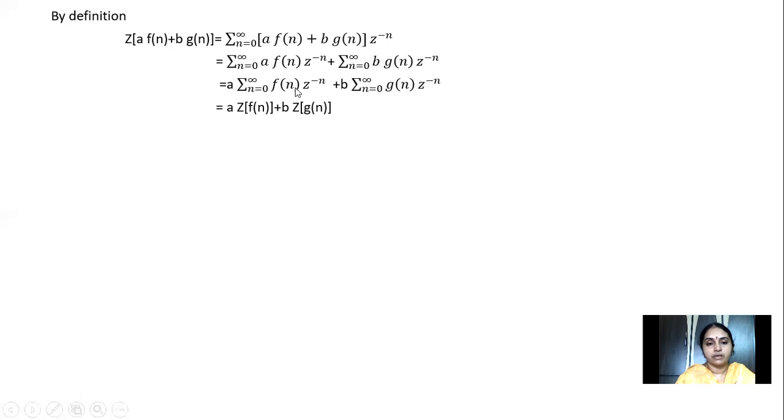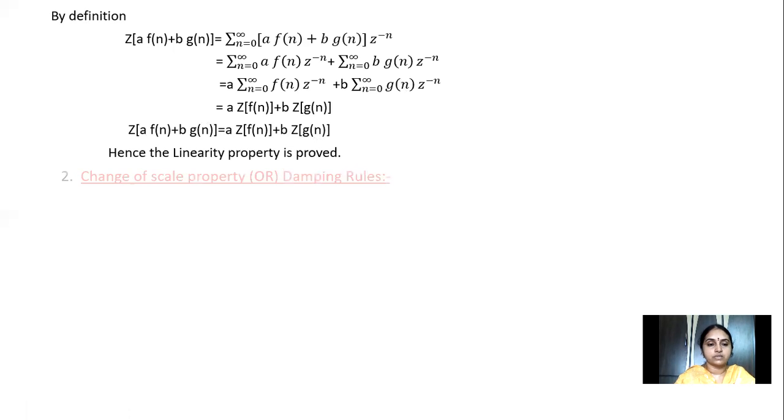Instead of these sums, you can write z of whatever the function is: z of f of n, and here z of g of n. Finally, you can say the linear property is z of a into f of n plus b into g of n equal to a into z of f of n plus b into z of g of n. That means the constants you can write outside. This is called linear property. Next, change of scale property or damping rule.